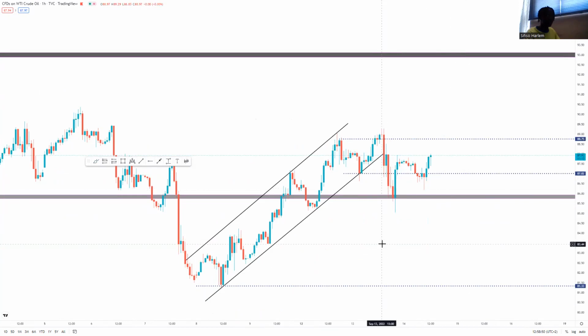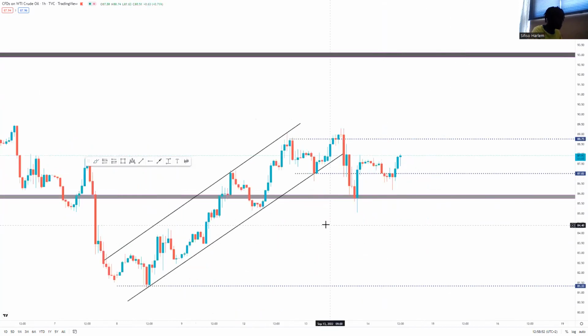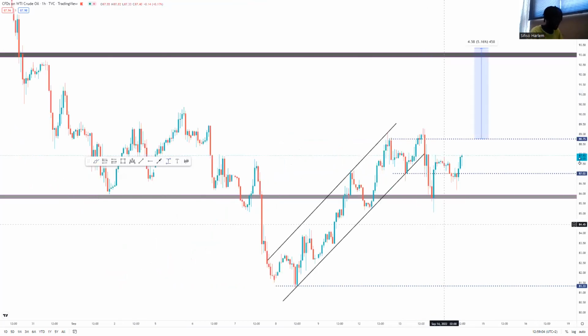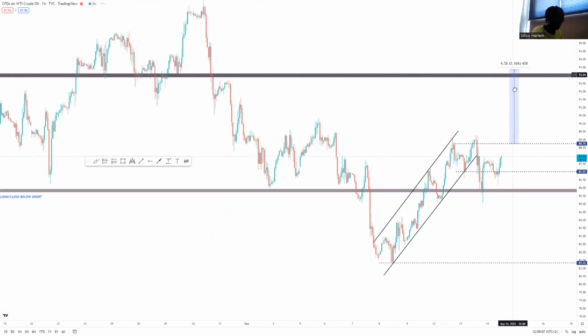Oil didn't have an impulsive candle. What I'm simply waiting for in oil, because we're still holding this zone, is a break of the highs for continuation to the upside, for a 5% move to the upside, either today, tomorrow, anytime.